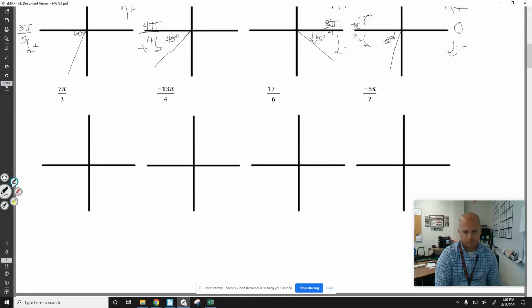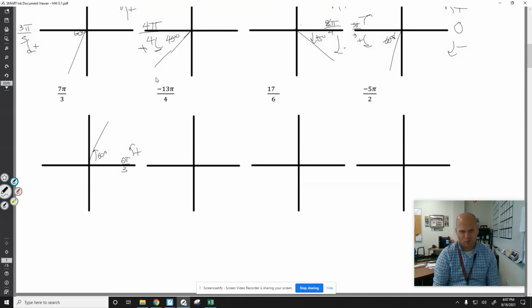7 pi over 3. That's bigger than 2 pi. 2 pi is 6 pi over 3, right? You can write 2 as 6 divided by 3. You can write 2 as 12 divided by 6. Okay, I'm going to add 1 pi over 3. I get here. It's the same location. We call it coterminal to 7 pi over 3, but it's a different angle. 7 pi over 3 means you go around the circle completely, and then you go 60 more degrees.